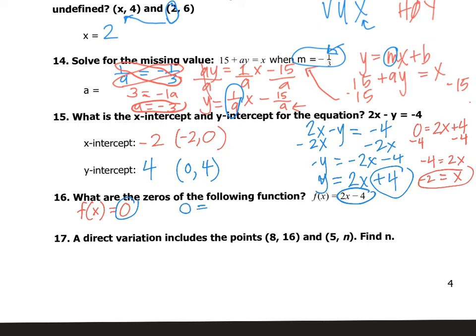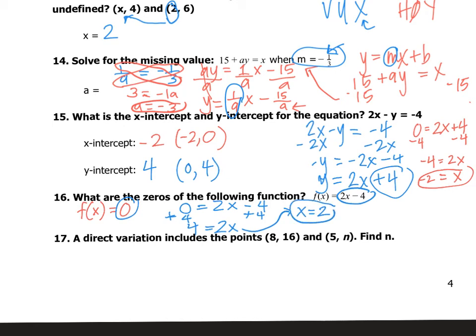So 0 equals 2x minus 4. Add 4 to both sides. We actually just did this earlier. And we get 4 equals 2x. We didn't do this exact one earlier, but it looks similar to the one that we just did. And then we need to divide by 2, and when we do that, we get x equals 2. So that means that when y is 0, x is going to be 2, and that is my zero for this function.